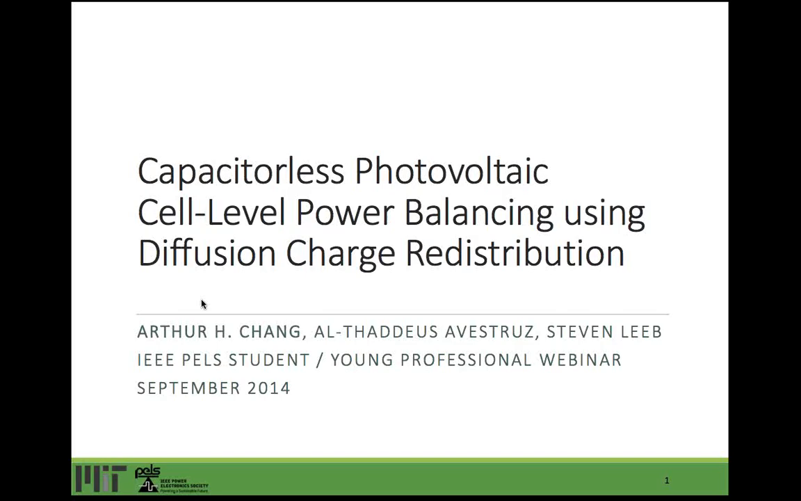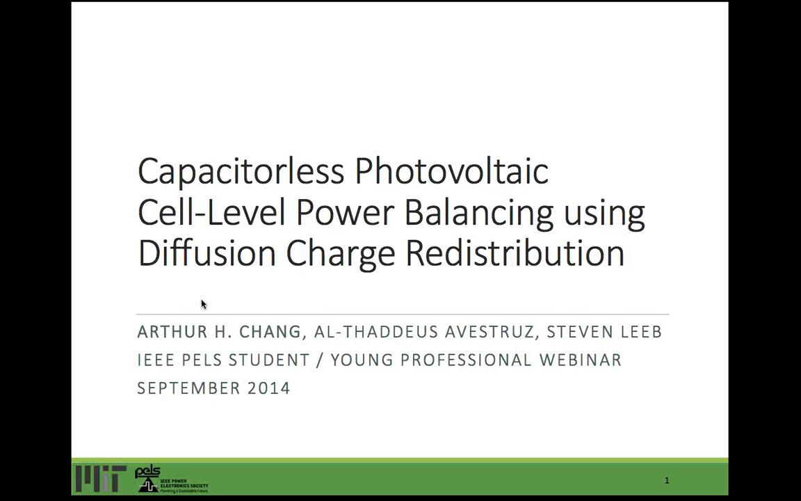The talk today is titled Capacitor-less Photovoltaic Cell Level Power Balancing using Diffusion Charge Redistribution. I know it's probably a mouthful right now, but hopefully by the end of this talk, it'll make a lot more sense to everyone. This work was performed by myself and my colleague Ala Vestrus, with funding and support from Professor Stephen Lieb in the Laboratory of Electromagnetic and Electronic Systems at MIT.